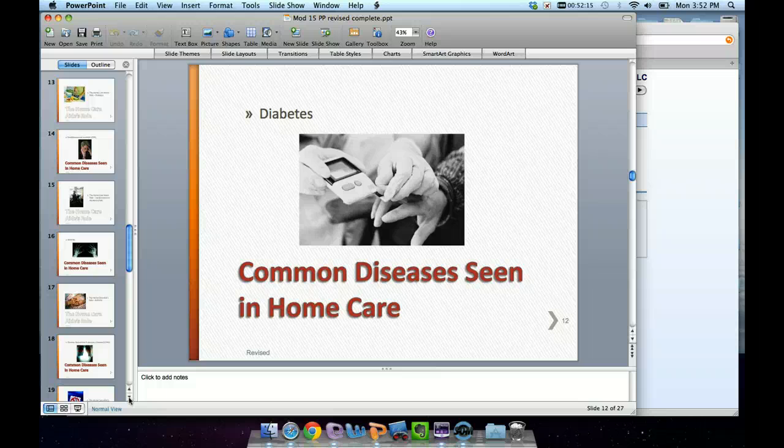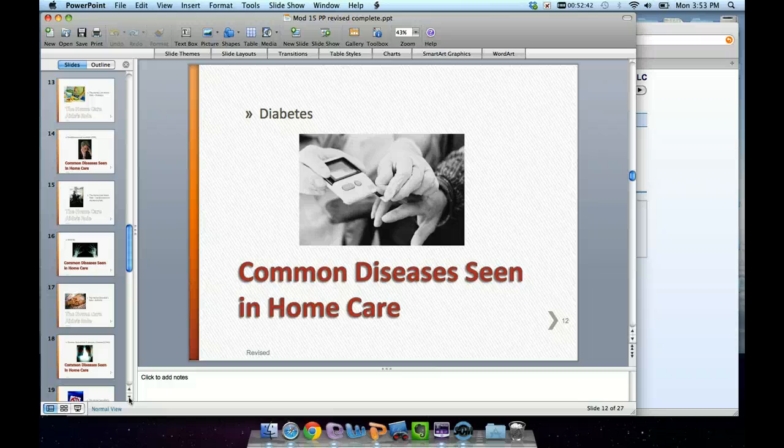Gestational is type 3, and it occurs while a woman is pregnant. Blood sugar usually returns to normal after she delivers. And then sometimes they say that there's a type 4, which is really from unknown causes, but it can be from hormone treatments for women or for steroid use for people who have respiratory problems.